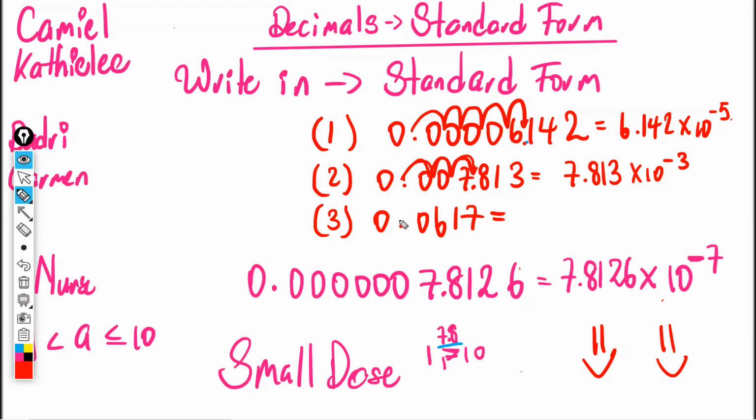Okay. Cool. And then the last one now, guys, is going to be 1, 2. Cool. 6.17 times 10 to the negative 2. Cool. Make sense, guys?